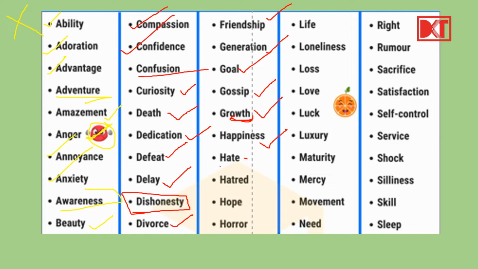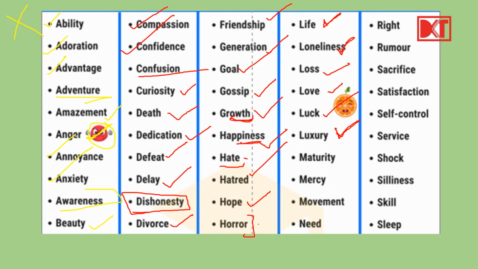And there is no measurement for somebody's hate. You can just sense it and just say that I am very happy, or I'm very scared and I have a lot of hope, for example, or I'm horrified. And similarly for life, it has no physical existence, cannot be smelt or touched. Loneliness, loss, love, luck, luxury, right?